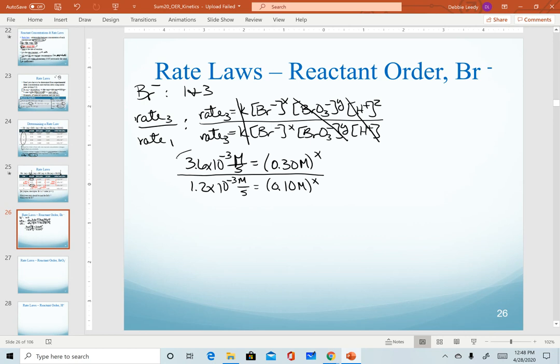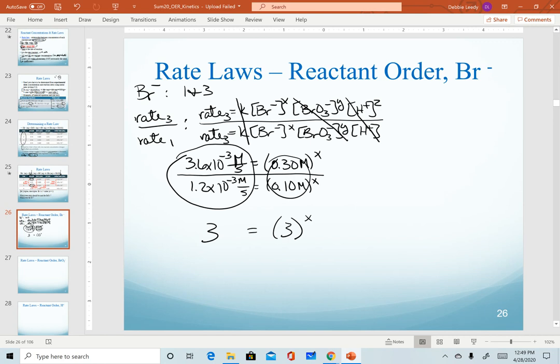Realize that our rates here will reduce down to just a 3. And again, the reason I like my bigger number on top is so that I end with a whole number down here. And now remember our rules of exponents. So here, my two values of concentration are raised to the same exponent, so I can reduce the ratio of these two numbers and still raise that to an x.